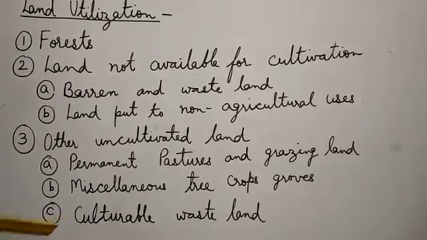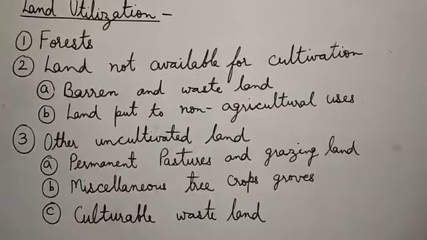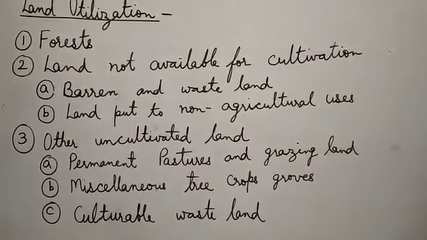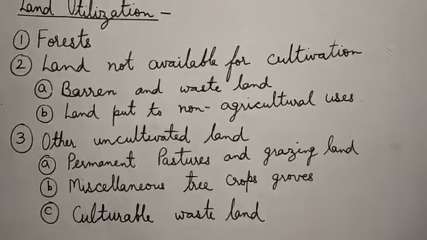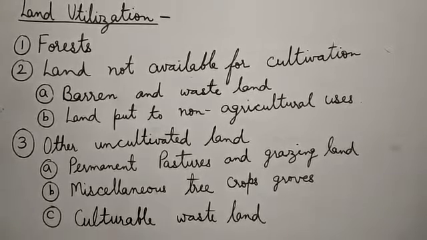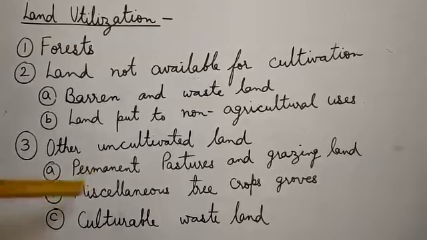Then comes the cultivable wasteland. The land which is left uncultivated for more than 5 agricultural years. That land was available for cultivation earlier, but now there has been no agricultural practice in the last 5 agricultural years. So that is cultivable wasteland.